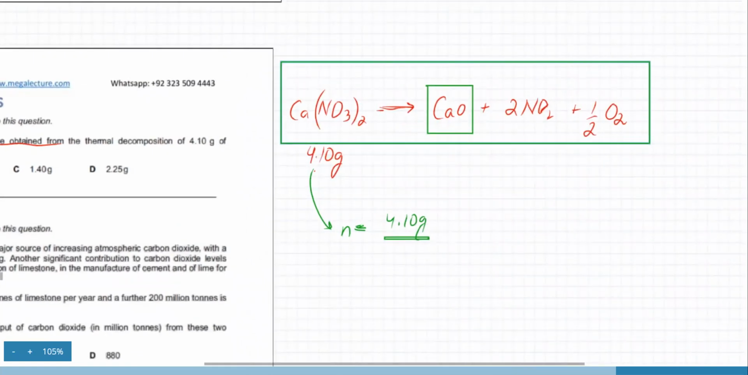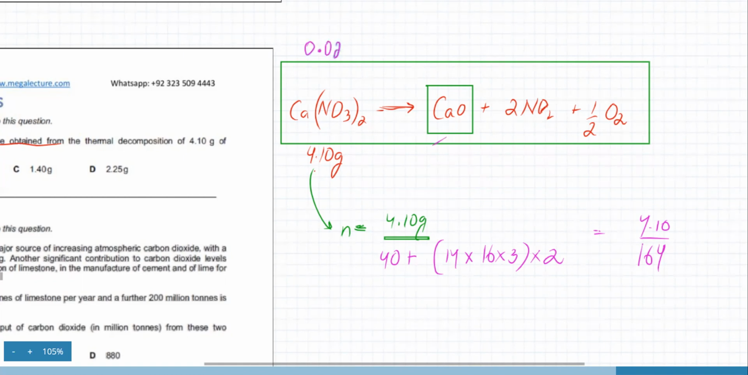For the MR, I got 256. Acha, how did you get 256? I think it's 164, because calcium is 40, and NO3 twice. N is 14 plus 16 times 3, so 16 times 3 is 48, 48 plus 14 is 62. Then you multiply the whole thing by 2, that's 124, and you add 40 to it, that's 164. So it's going to be 4.1 divided by 164. I got 0.025. So you got 0.025 moles of this, right?